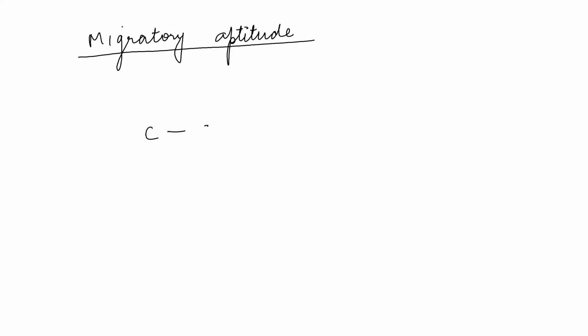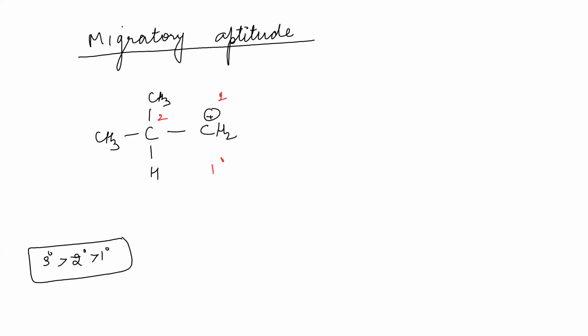Now let's take an example. Let's say I have this carbocation and I have this structure. This is carbon 1, this is carbon 2. We know that the positive charge at carbon 1 here is 1 degree because it is connected to only one carbon. But we know that 2 degree and 3 degree carbocations are more stable than 1 degree. So what exactly do you think is going to happen? We have CH3, CH3, CH2 plus.